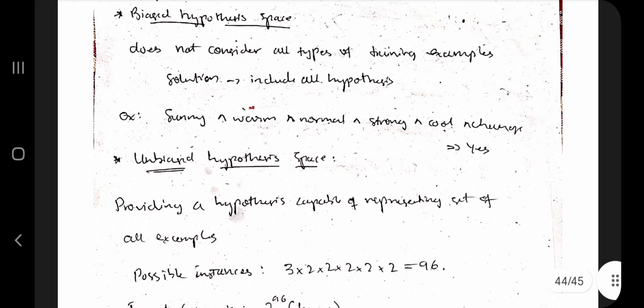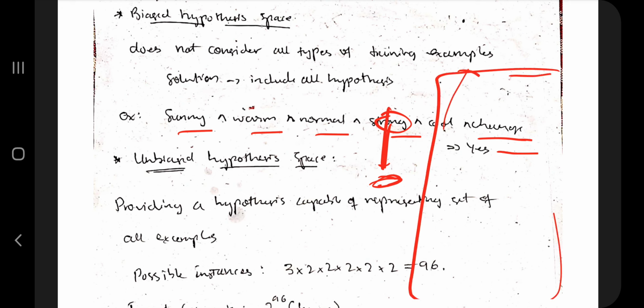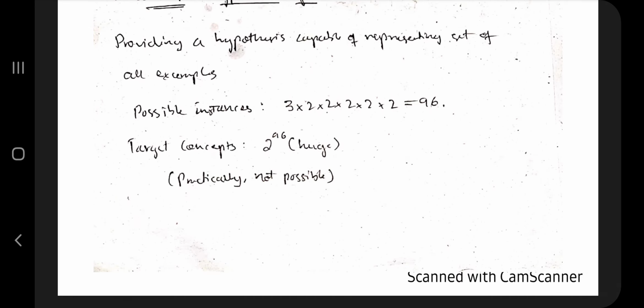In the unbiased case, what will happen? We'll be considering all the possible combinations. For example, if it is sunny, warm, and something else, if instead of strong there is a different value, then just one change of value is also yes, another change of value is also yes. We'll consider all the possible values from scratch. This will give us the correct answer, but it will cost a lot: target concepts 2 power 96. It is a very huge value. That many target concepts we have to check, but we'll get the correct answer at the end, after 100 years. What is the use of it?